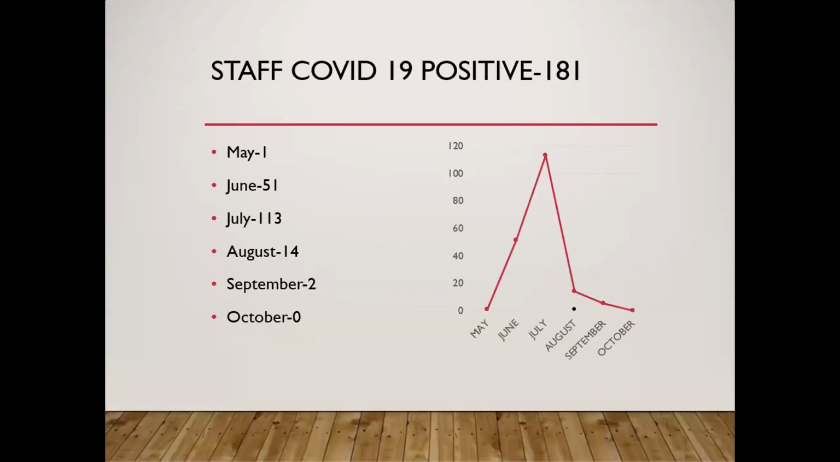So these are our statistics from May, when we had our first healthcare worker. In May, we had one case, which was the midwife, who got the results on the 28th of May. And then in June, the cases rose to 51. In July, we had 113 cases who tested positive for COVID-19. In August, the cases started going down. We had 14 healthcare workers who tested COVID positive.